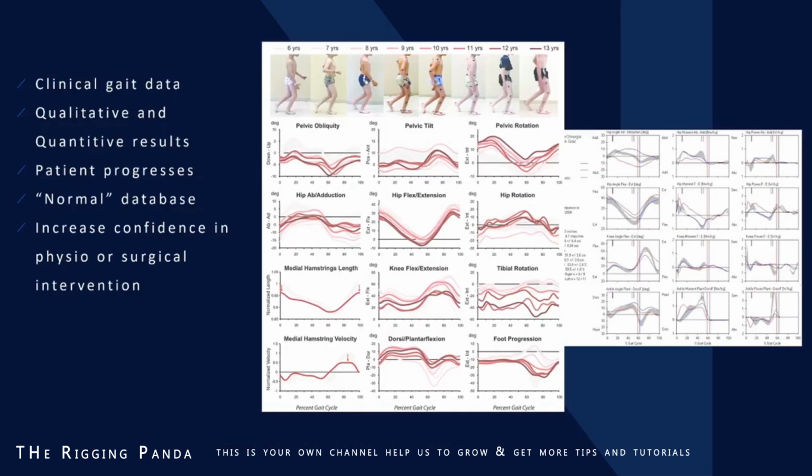The optical mocap system was needed in the clinical gait setting to capture clinical gait data, deliver qualitative and quantitative results, to track how a patient progressed through treatment, to build a patient-specific database, and to compare this to a normal database, and then to have increased confidence in potential outcomes of physiotherapy or surgical interventions. This is what was first formed as a Vicon system, and what was sold as optical mocap systems since 1984.